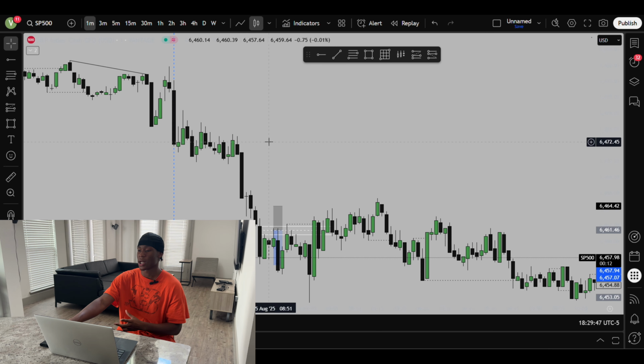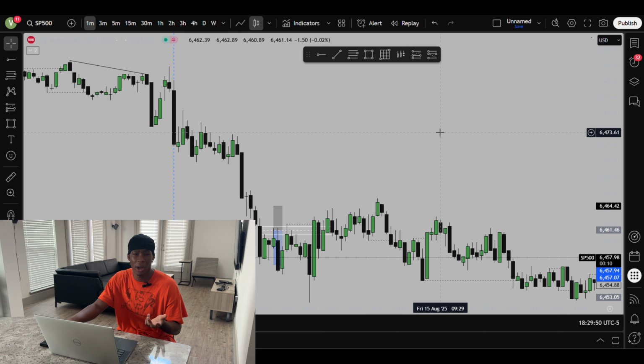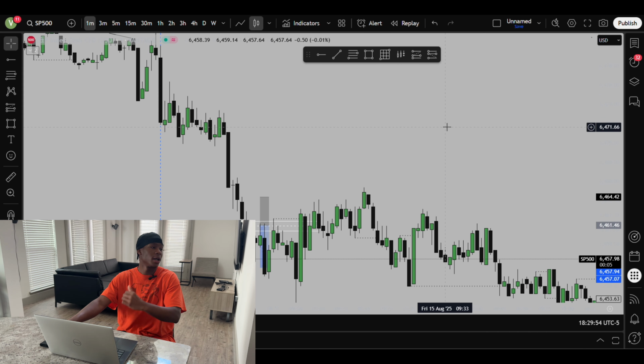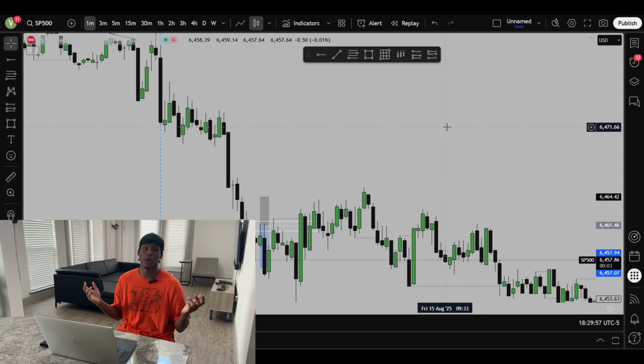I don't know why I'm getting these ads. I'm not turning off my ad blocker. TradingView, chill out. But yeah, anyway, I know y'all see the new crib in the background. We might do a little crib tour or whatever.